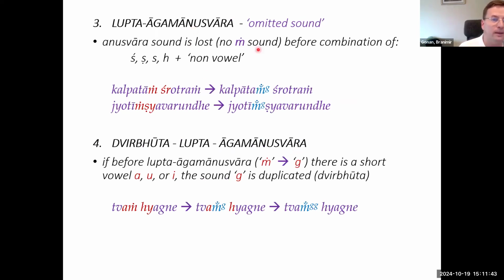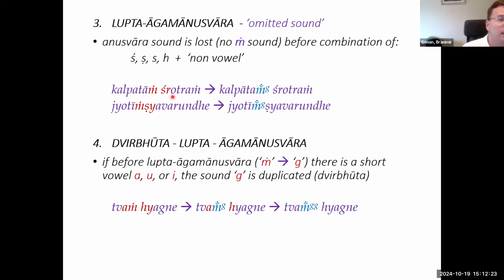So what is omitted? Anusvara is omitted, the M sound is omitted before the combination of the fricatives and H plus non-vowel. For example, you have this Anusvara, M dot up, before Sh and R. Sh is fricative, R is non-vowel. Why did I put non-vowel? Because it's not consonant; in the next case you have Y or V, which is semi-vowel, you know? So that's why I put it, for easier understanding: fricatives or H, this is hak, plus non-vowel, lead to Lupta Agamanusvara change.